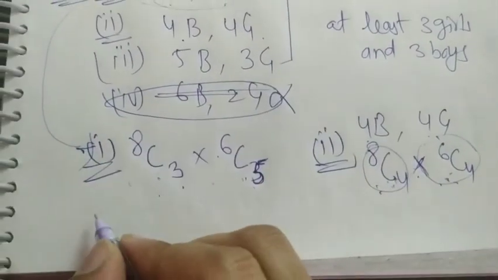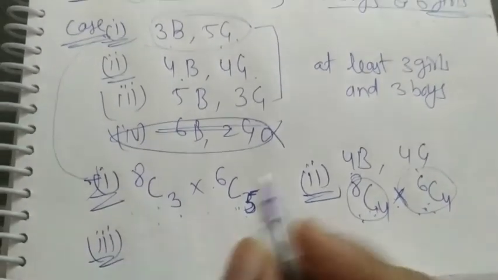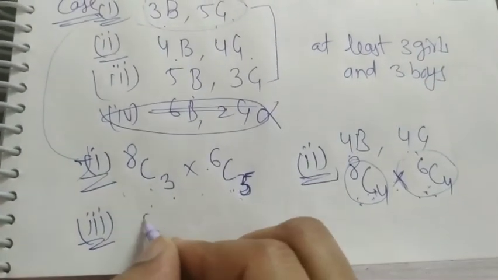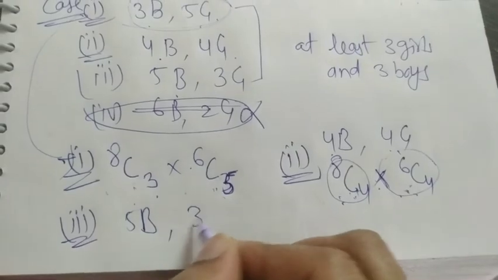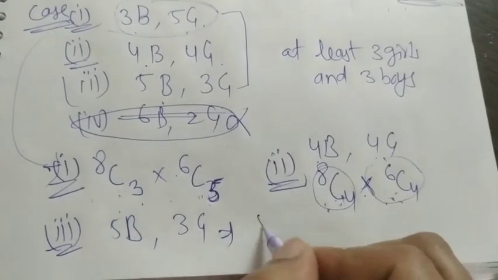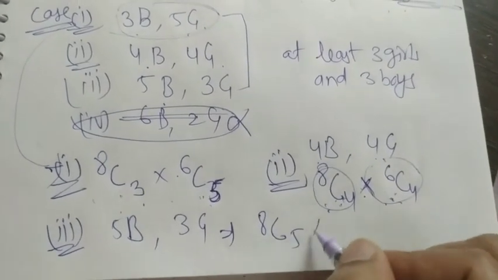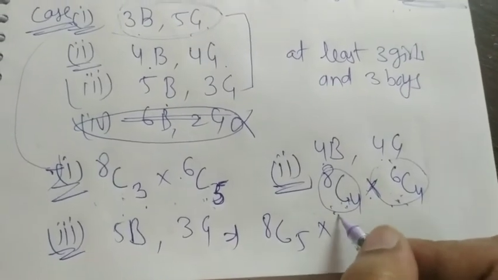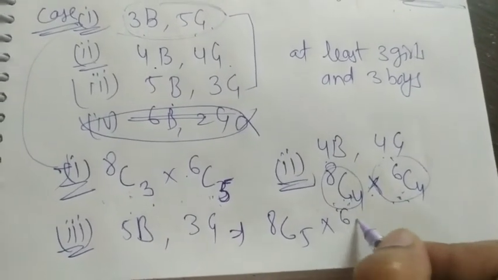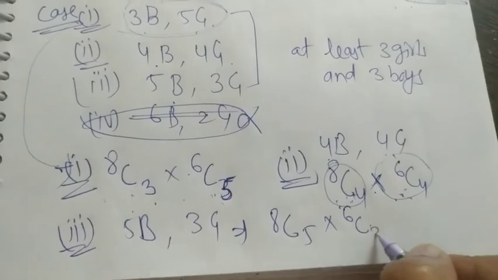And again in the third case, I am to take 5 boys and 3 girls. It means from 8 boys, 5 boys, and out of 6 girls, I need to take 3 girls.